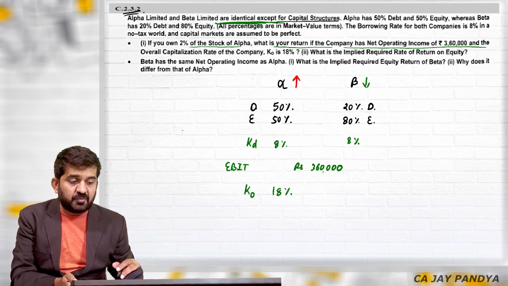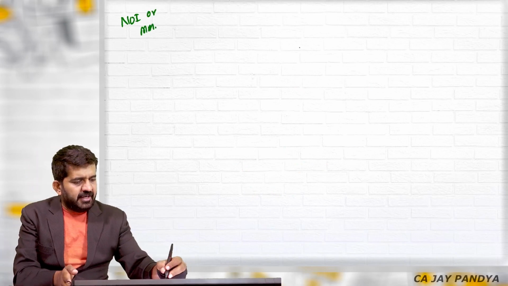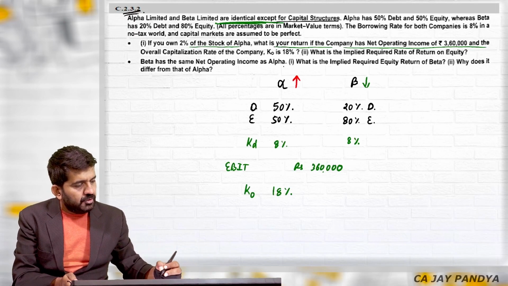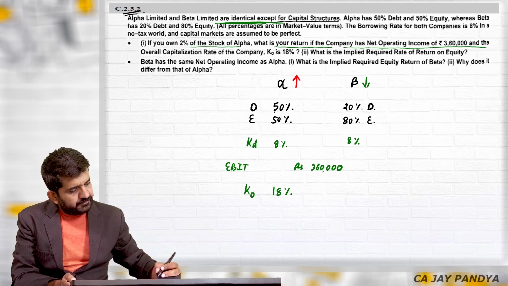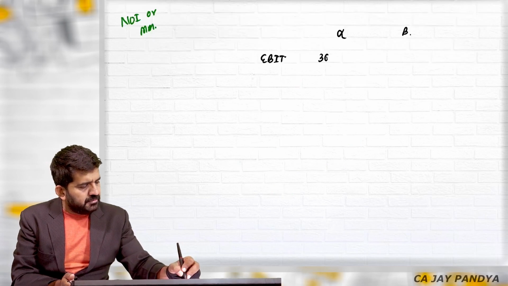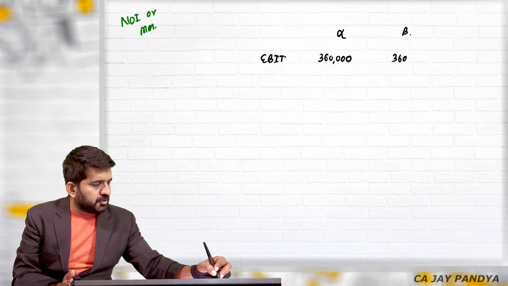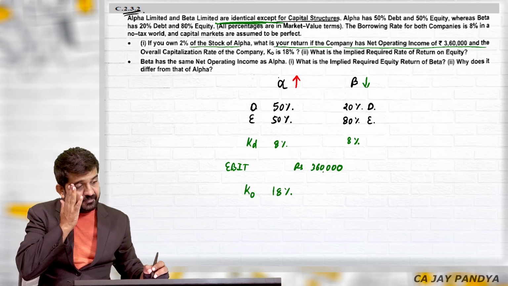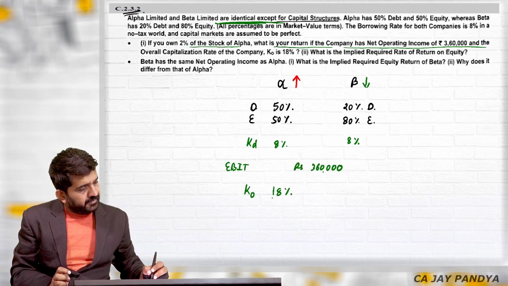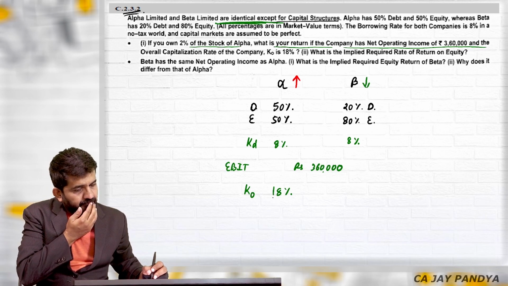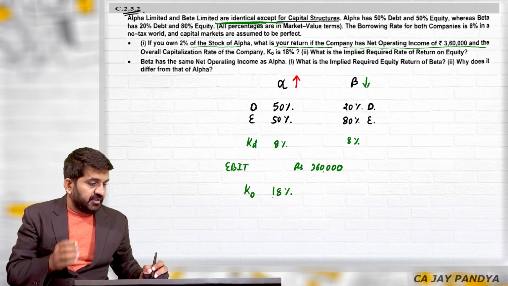They will be different because we will be following the net operating income approach. Let me first start with Alpha, Beta, EBIT. What will be EBIT in Alpha? 3,60,000. EBIT in Beta will also be 3,60,000. I am finding out KE for both the companies, minus interest. How will I find out interest? That is a difficult thing, but I can find it out.